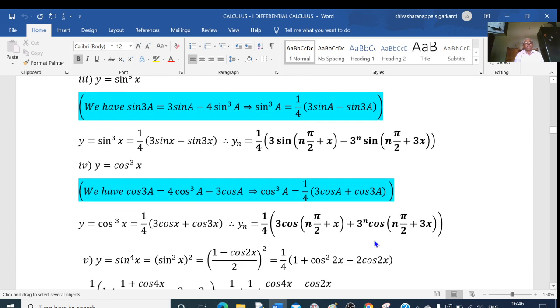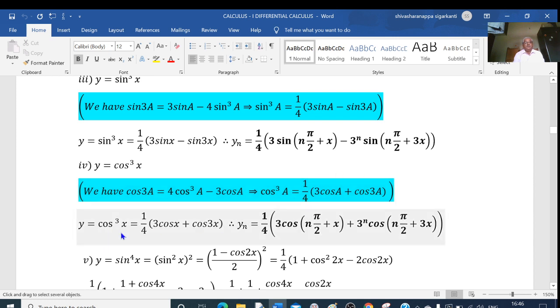Next, cos cube x. We have to convert this power in terms of without powers, that is, a sum or difference of two trigonometric functions. We have the formula cos 3a equal to 4 cos cube a minus 3 cos a, or 4 cos cube a equal to cos 3a plus 3 cos a, or cos cube a equal to 1 by 4 into cos 3a plus 3 cos a. So cos cube a can be written like this.